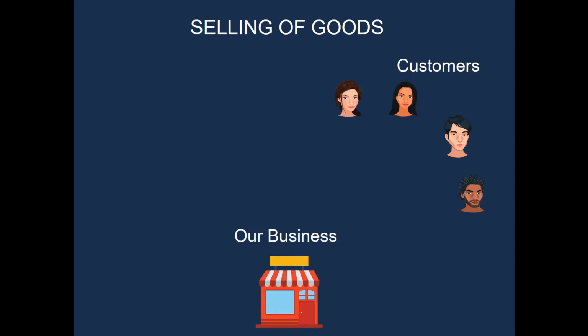Now let's have a look at selling of goods. Now remember, in accounting we report from the side of the business, not from the side of the customers. So when the customers are buying from us, the business is selling goods or services to the customers. So when the customers pay for our products, we sell it to them.